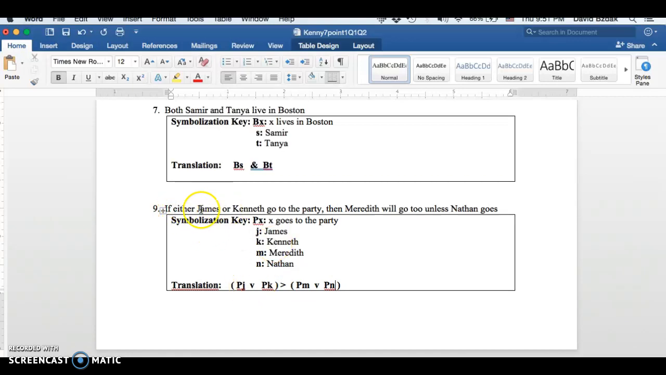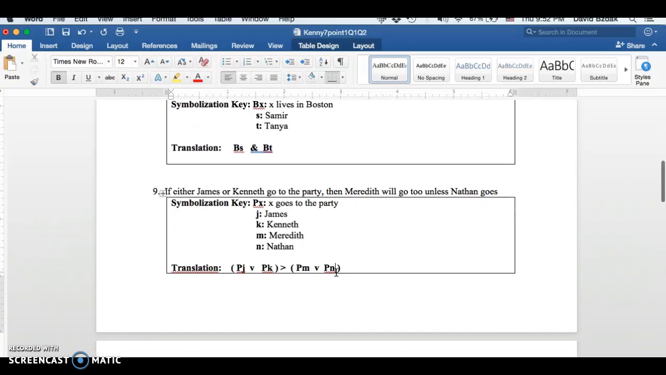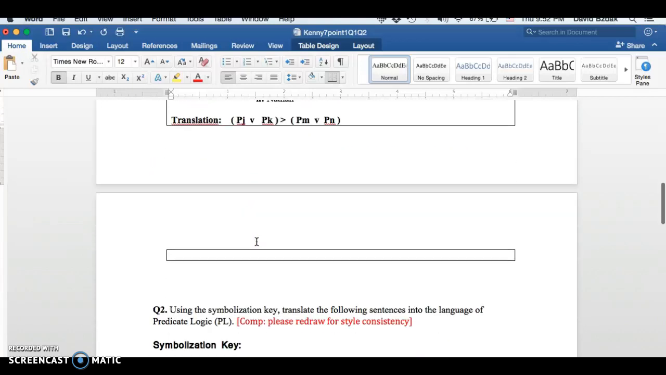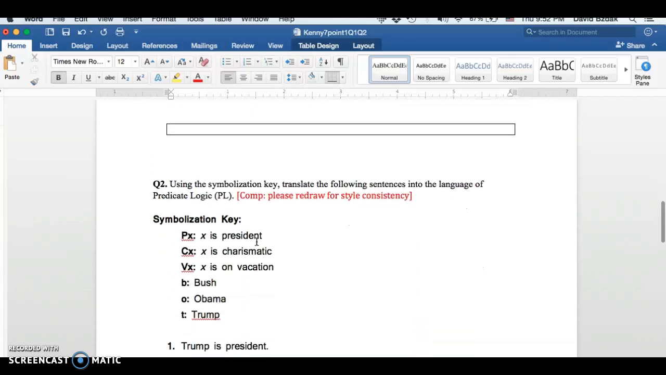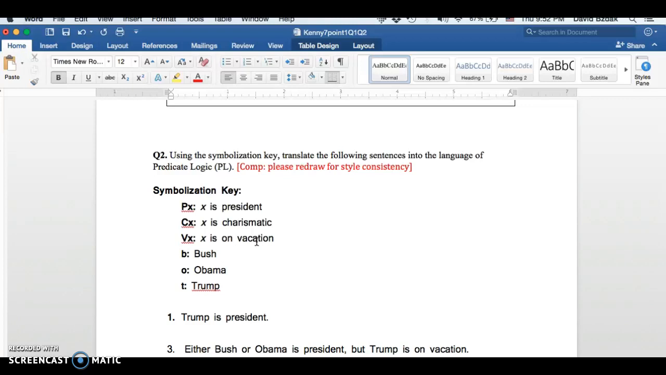Again, we started by noticing the main structure here is an if-then sentence. Then we focused on our antecedent first, the disjunction, either or. Then we looked at our consequent, which is also a disjunction with unless. That's a good way to approach these, especially the longer ones: first figure out what the main operator is here. It's if-then. And then focus on the smaller parts. Makes things much easier.